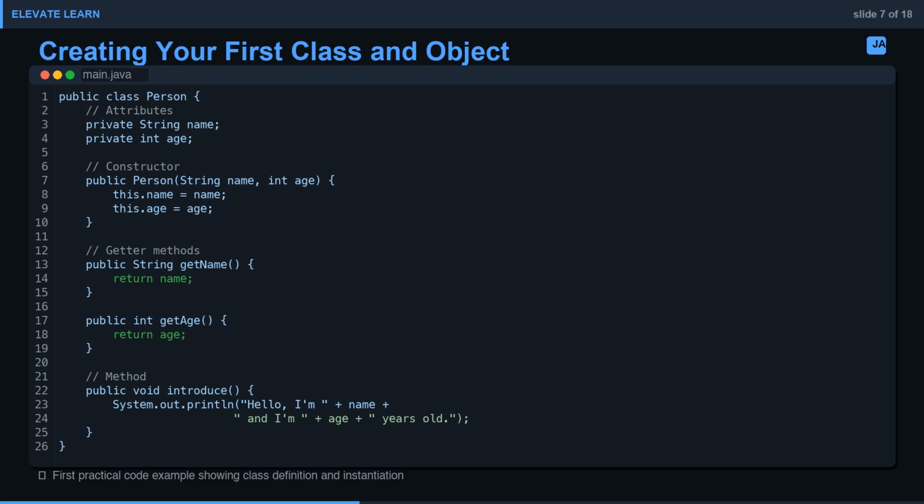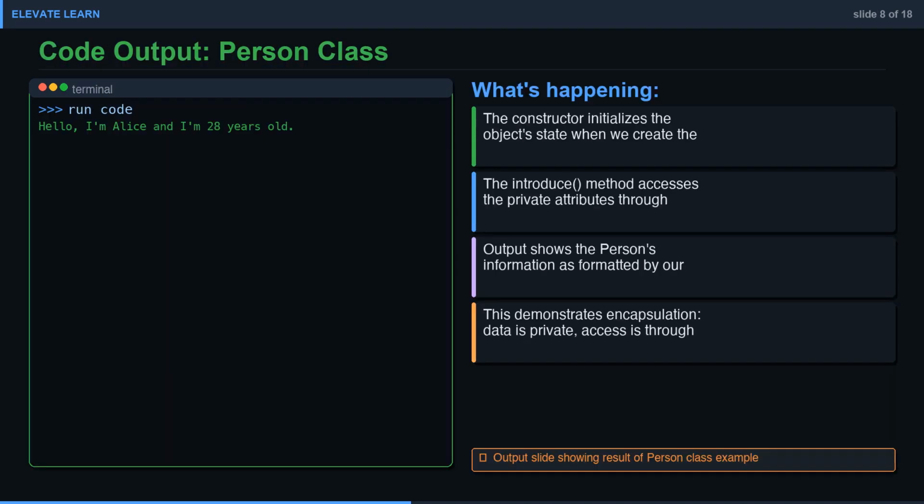Pay special attention to how we use private attributes with public getters. This is encapsulation in action. Here's what our program outputs. We see the introduction message from the person object. This simple output demonstrates several important concepts.